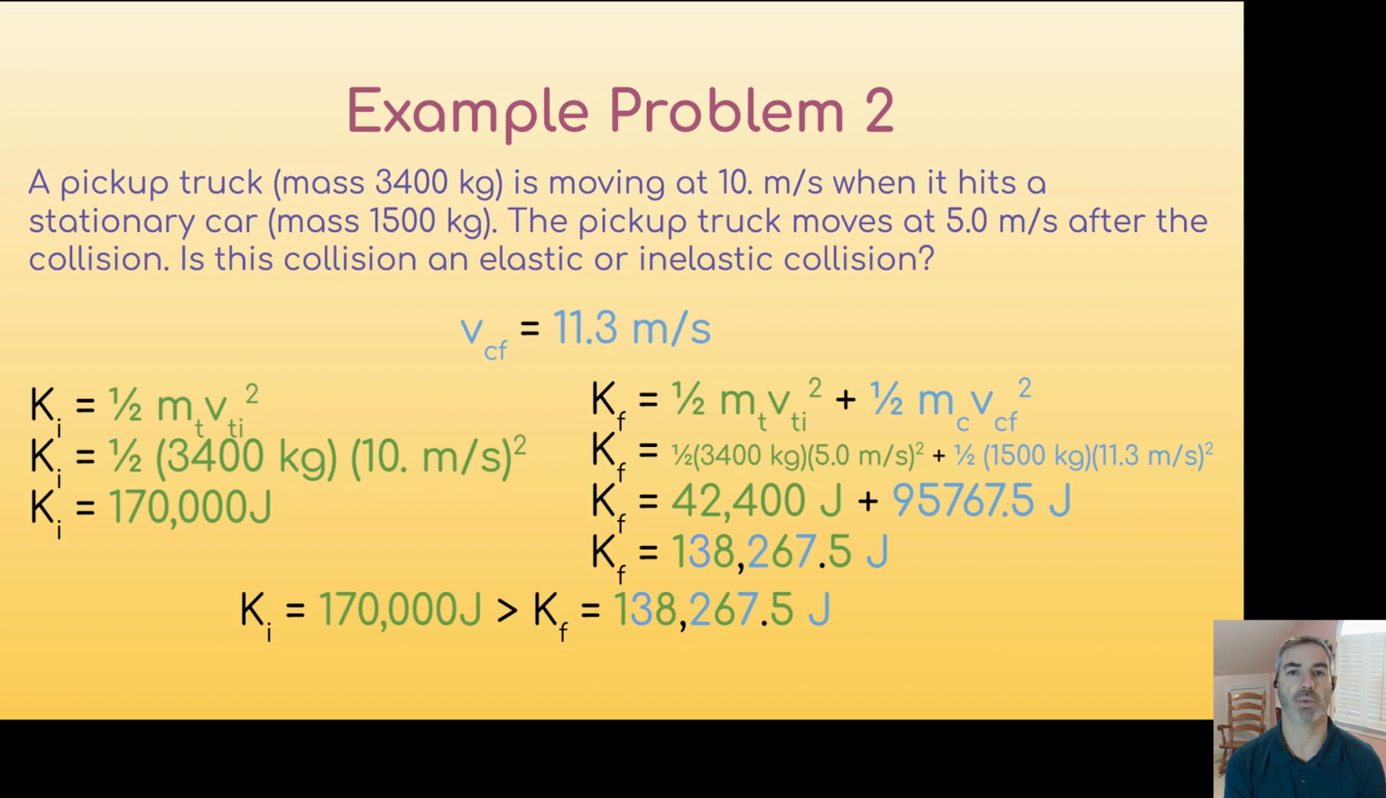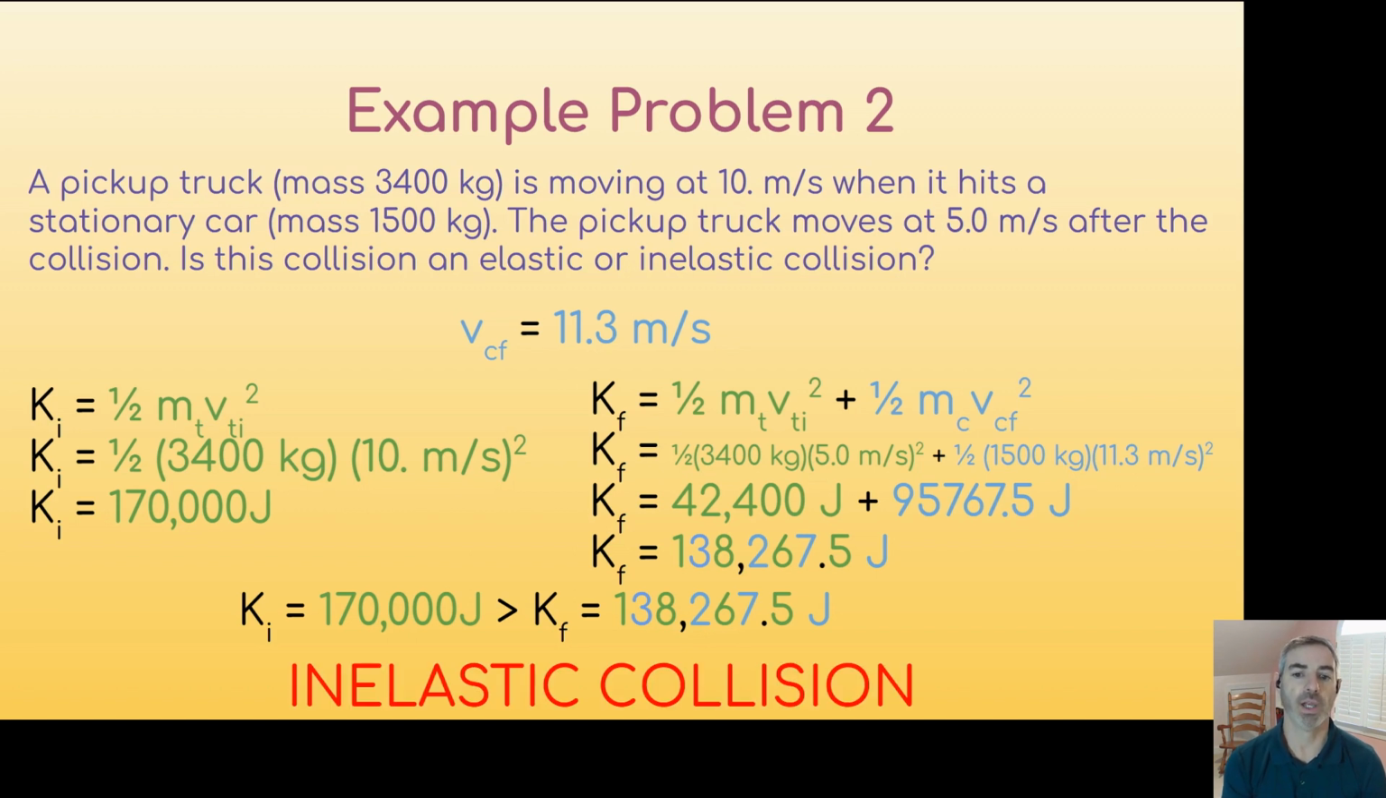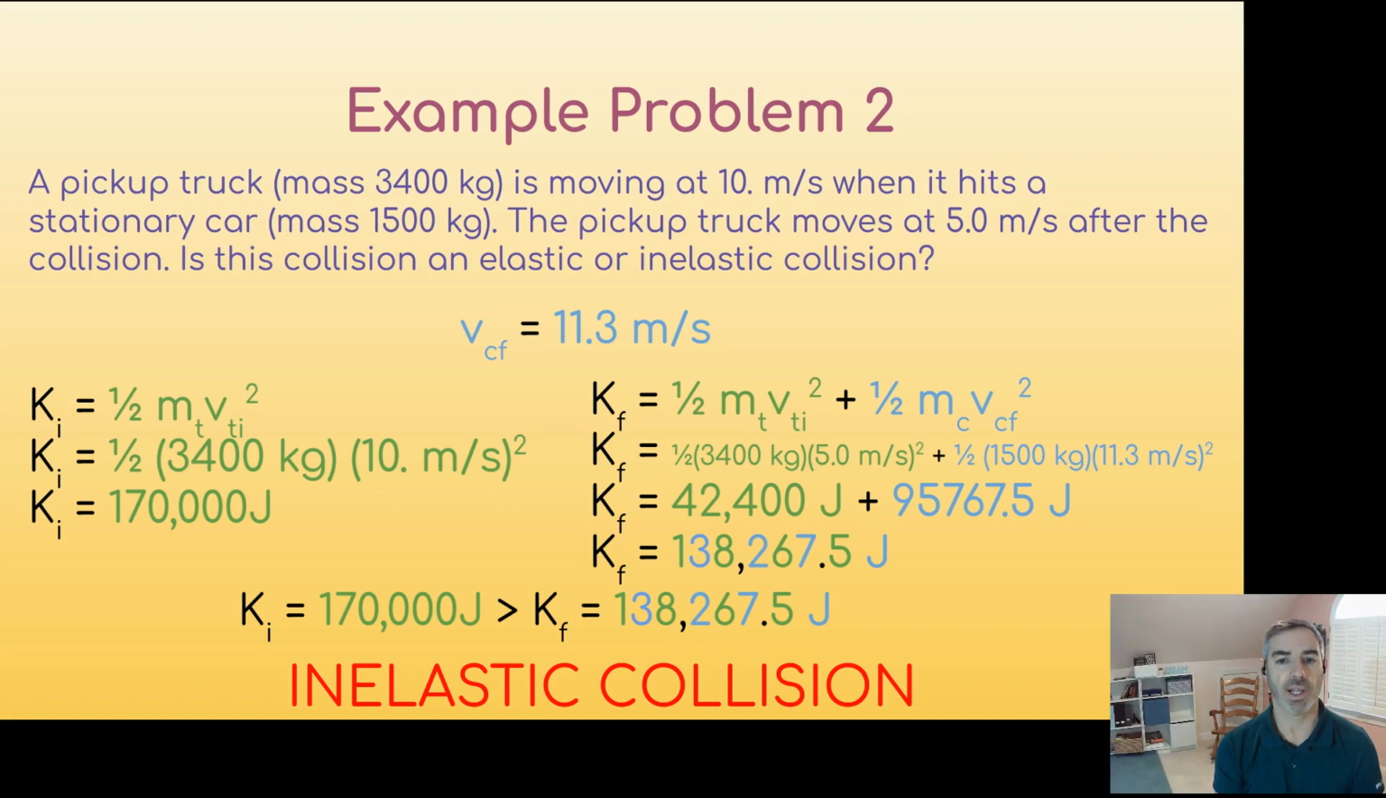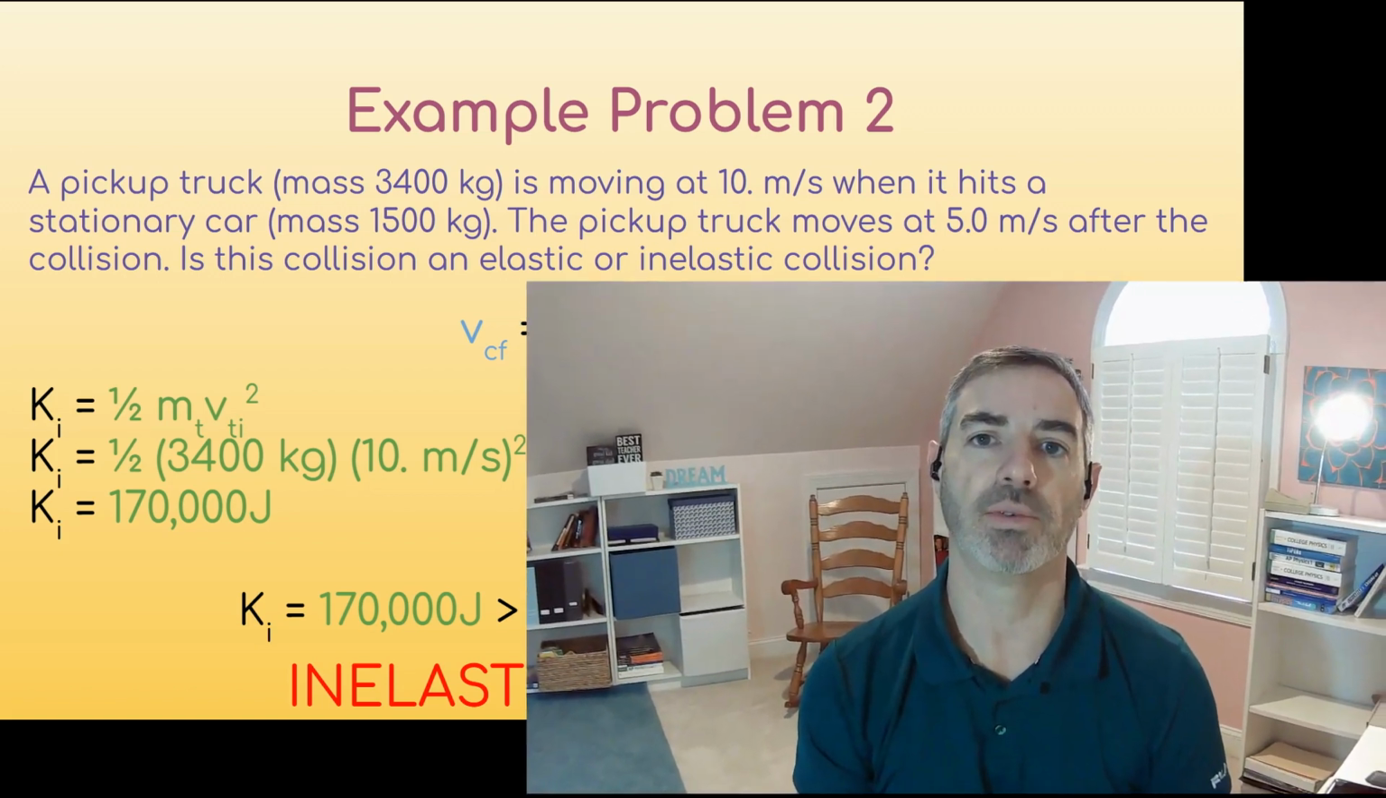So if the initial situation has more than the final, then we know that this is an inelastic collision. The situation can never occur where we have an increase of energy unless there's an outside force working on it. So we know that it's either going to be the same, which is an elastic collision, or there's going to be a decrease in kinetic energy, which is an inelastic collision. This is an introduction to the two types of collisions.